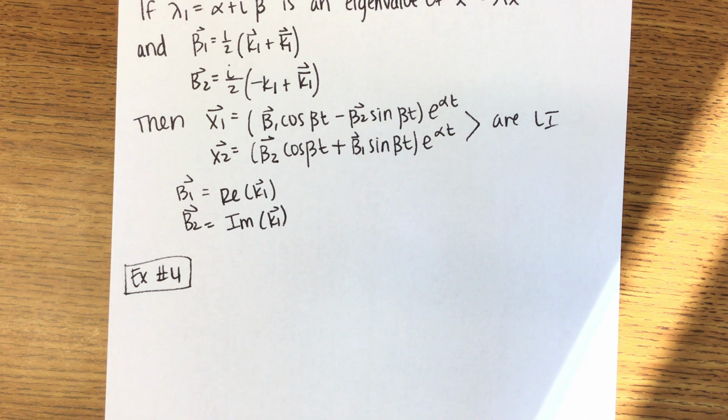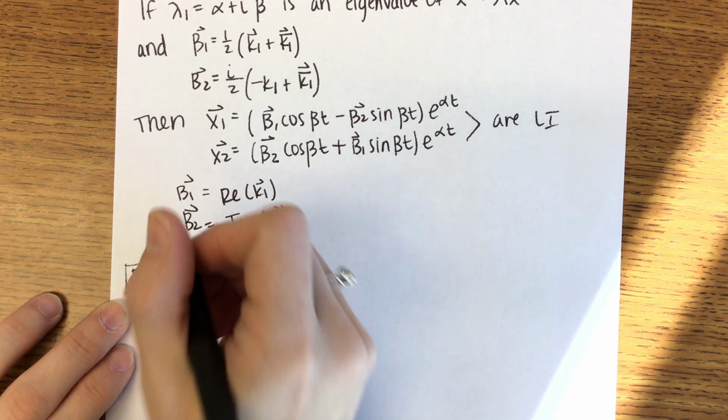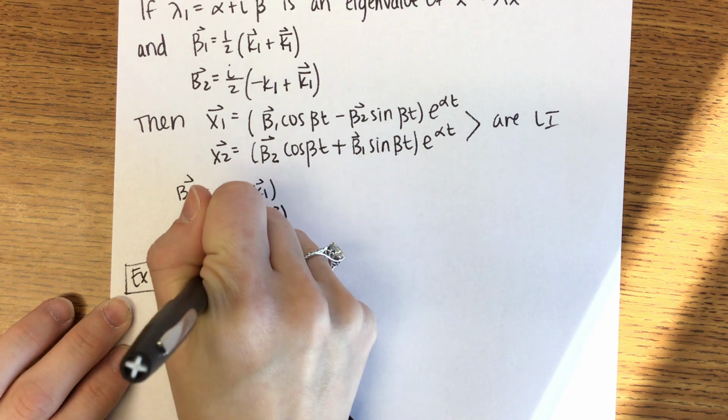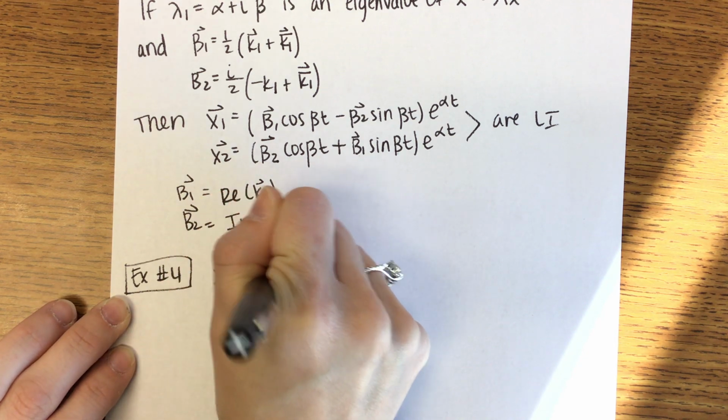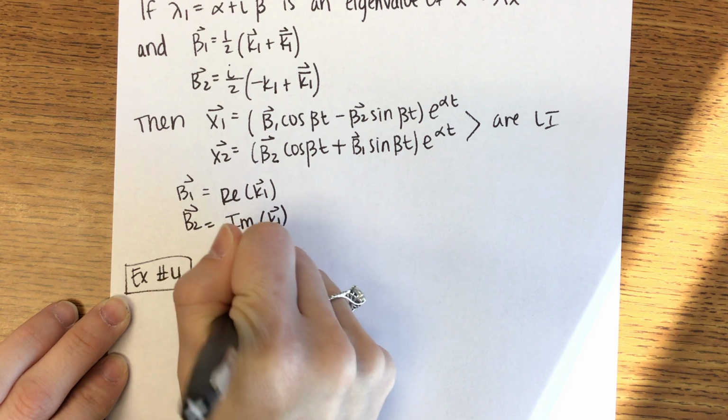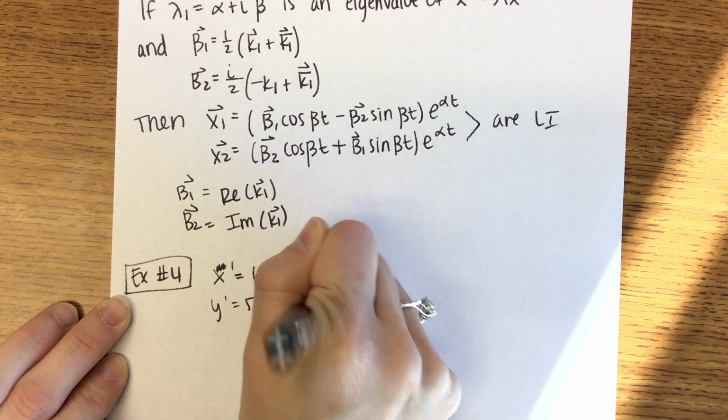Okay, can we do an example? Yes. I promise you, you look at this and you're like, I have no idea what it means. Like, we'll do an example. It's not that bad. Okay? Here's your example. X prime is equal to 6x minus y. Y prime is equal to 5x add 4y.